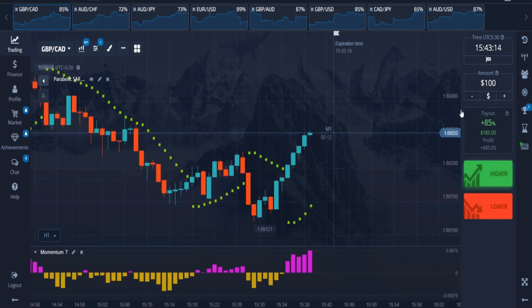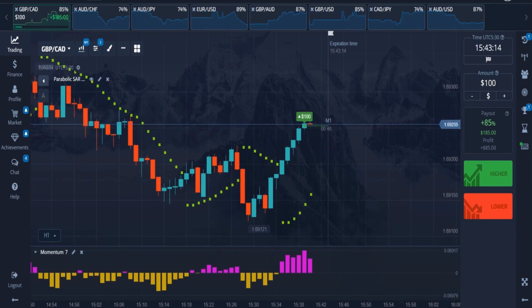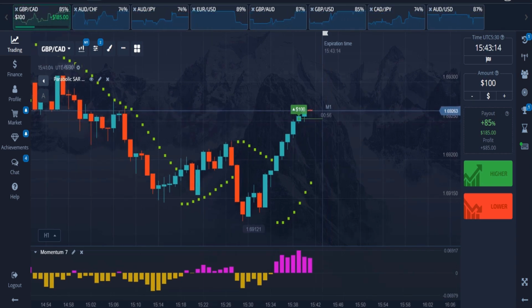Here is a perfect buy trade setup according to our strategy. The Parabolic SAR dot is forming below the candle. The momentum indicator bar is rising above the middle zero line. That's our signal to enter a buy trade.